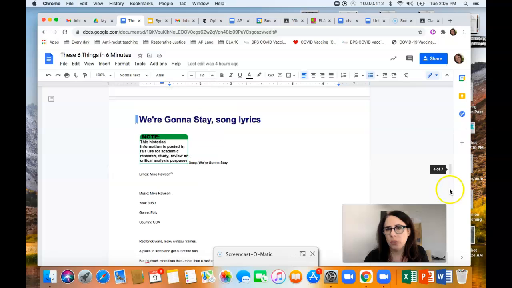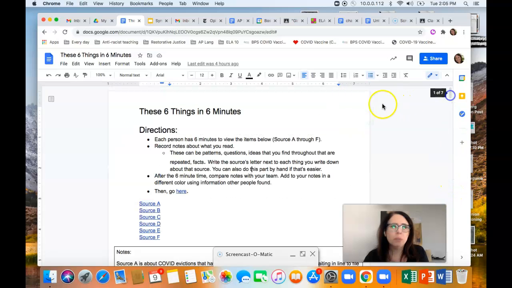So we all know, the first part of the activity was sitting by ourselves, and I set the timer for 6 minutes, and basically everybody had 6 minutes to get as much information as they could out of these 6 sources. So even though it says to read the 6 sources, you really don't have time for that, right? It's just taking in information.